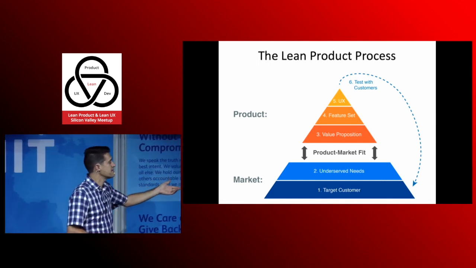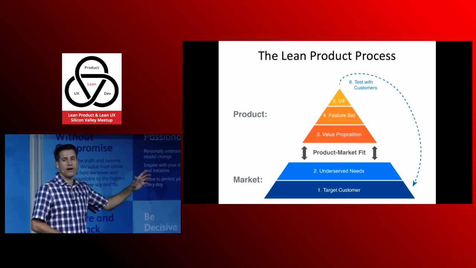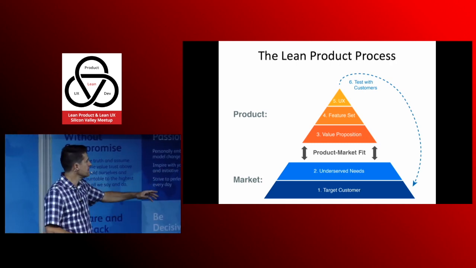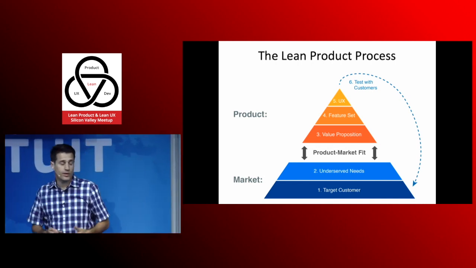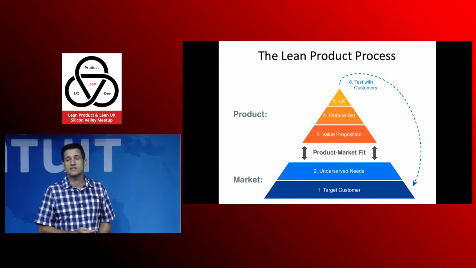So two is my importance and satisfaction framework. That's how you figure out how underserved or overserved the need is. And value prop is the Kano model and figuring out what your special sauce is. But we're going to skip those and focus on four, five, and six today.